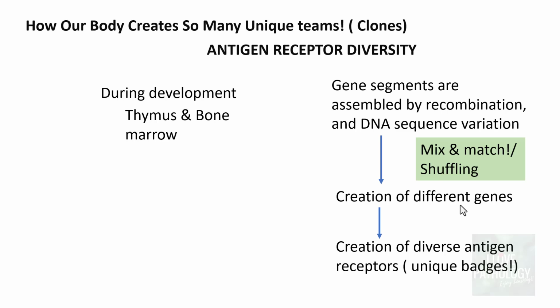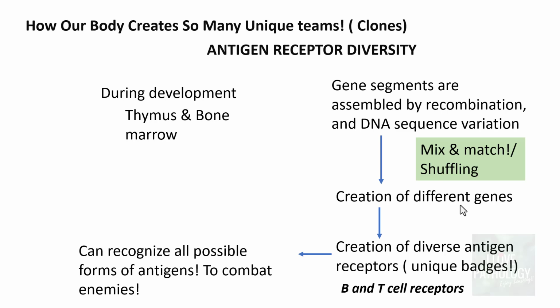Okay, that means during the process of development itself, you are exposed to n number of antigens, and for that there is development of receptors which can recognize those antigens, and these are B and T cell receptors. Because they are exposed to so many kinds of antigens, by that mix and match or shuffling of these DNA sequences and recombination process, they can recognize all forms of antigen later to combat enemies in the body.